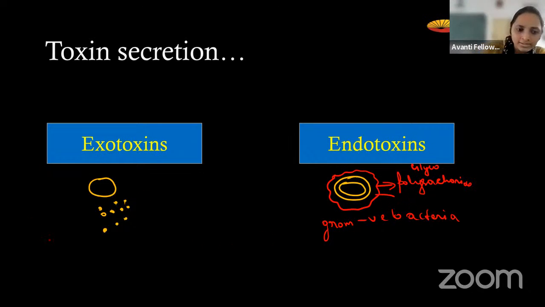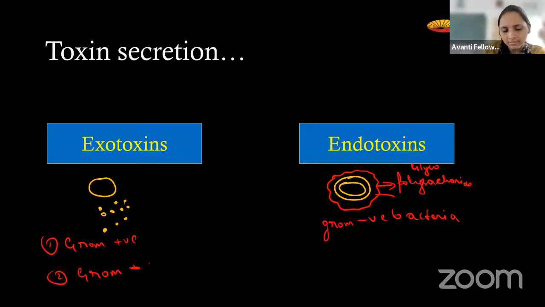So exotoxin is produced by both gram-positive bacteria and gram-negative bacteria, but endotoxin is produced only by the gram-negative bacteria, not by the gram-positive bacteria. Once it goes inside the blood and bursts out, this glycopolysaccharide acts as an endotoxin. That's it.